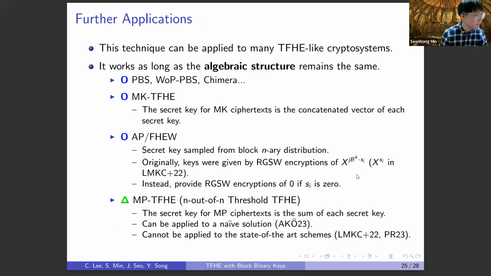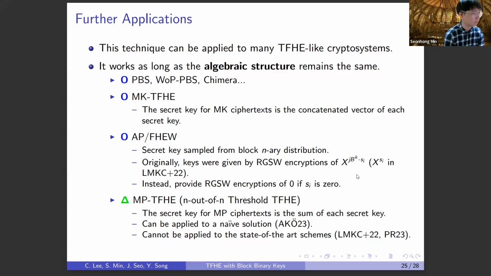So it can be applied to lots of things. It can be applied to many kinds of TFHE-like cryptosystems, since it works as long as the algebraic structure, the block binary key structure, remains the same. For example, programmable bootstrapping, or without-padding programmable bootstrapping, or Chimera just make use of TFHE bootstrapping, so it works very well. And also for the multi-key TFHE, since the secret key of the multi-key ciphertext is the concatenated vector of its secret keys, the block binary key structure remains the same. So it also can be applied to multi-key TFHE. And also it can be applied to AP-style cryptosystems.